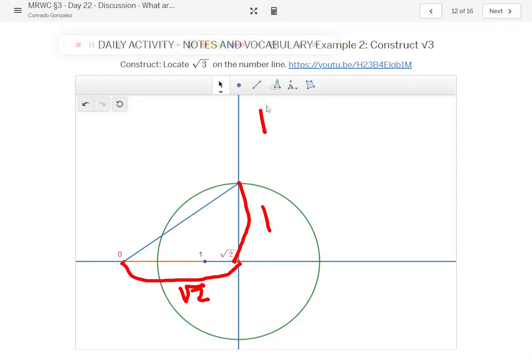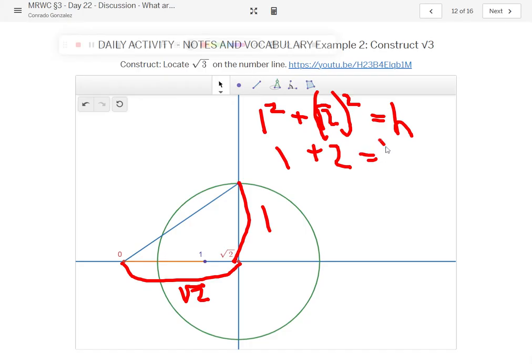Using the Pythagorean theorem, 1 squared plus radical 2 quantity squared equals h squared. And 1 squared is 1. Radical 2 squared is 2, equals h squared. That's h squared, my bad. So that would be 3 equals h squared. Take the square root of both sides. The hypotenuse is exactly the square root of 3.